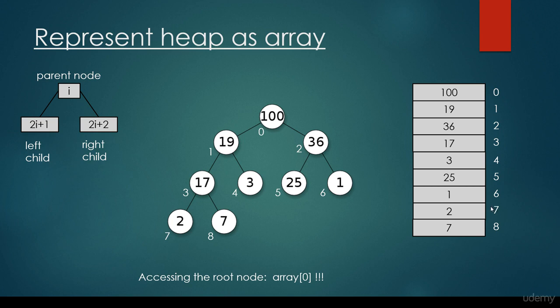What about the right child? It is 2 times I plus 2. 2 times 3 plus 2, so 6 plus 2, so 8. We just have to look up in the array where the index is 8. It is the 7. So this is how we know that the 17 will have the left child 2 and the right child 7. And it's very important that the root node is always the array item with the 0 index. For a maximum heap, it's going to be the largest item. For a minimum heap, it's going to be the smallest item.